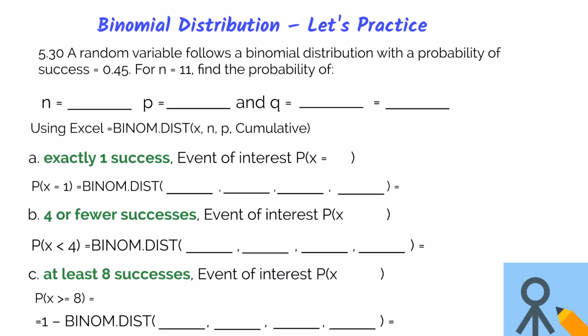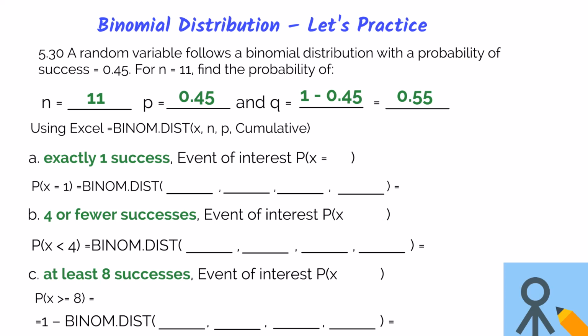Okay, so let's wrap it up now with another practice problem. For question 5.30, we were given that a random variable follows a binomial distribution where the probability of success is 0.45 and the number of trials is 11. So we're going to go ahead and plug in 11 for n and 0.45 for p, and then we know that q is the complement of p, or 1 minus 0.45, and we get 0.55. As we did before, we're going to use Excel for this practice problem.